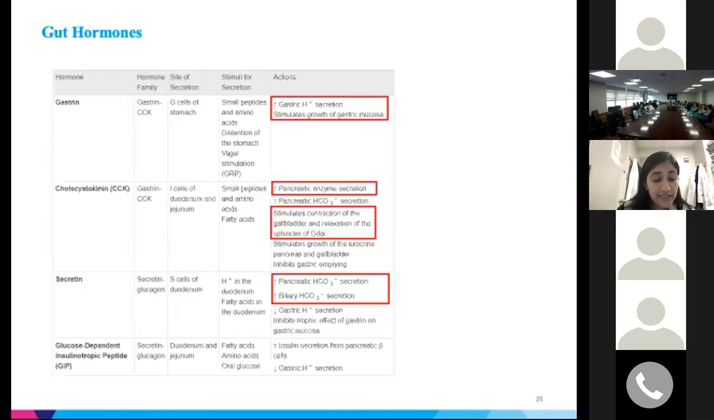And then secretin is secreted by the S cells in the duodenum. They are stimulated by acid in the duo and increase pancreatic bicarb secretion. So that makes sense. When the S cells see acid, they're going to tell the pancreas to secrete more bicarb.